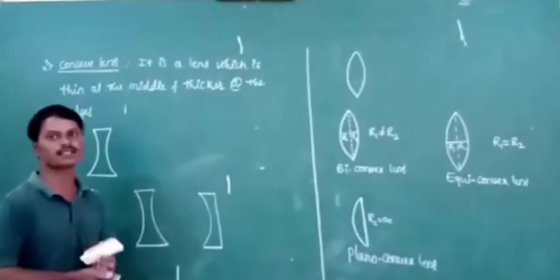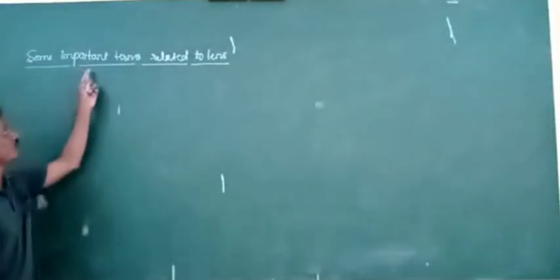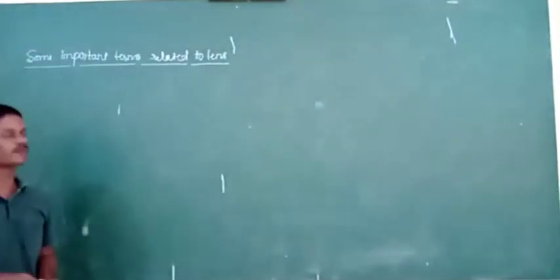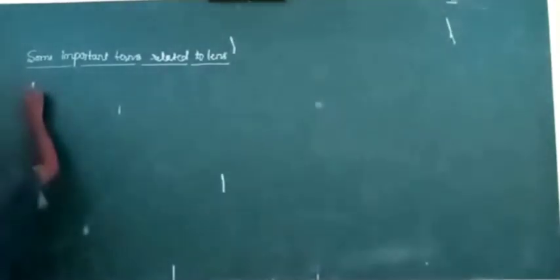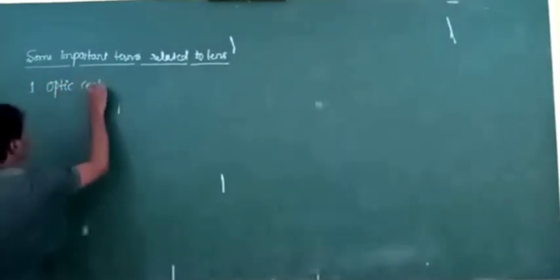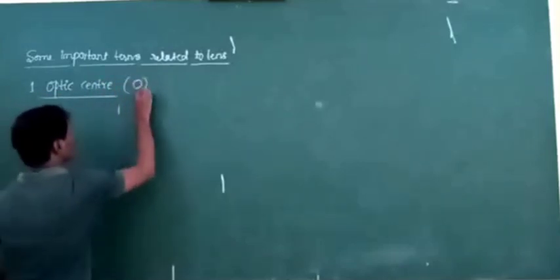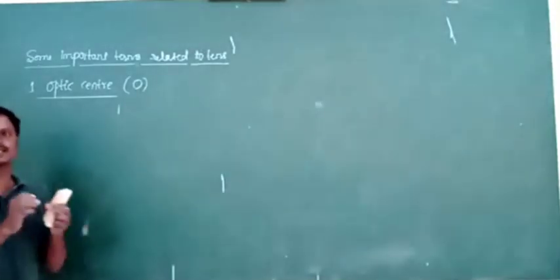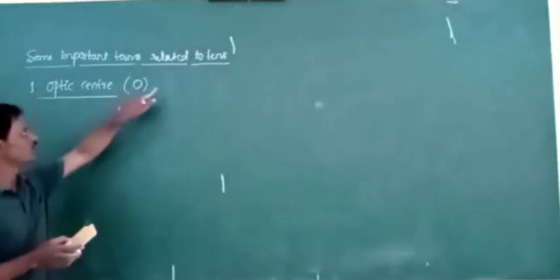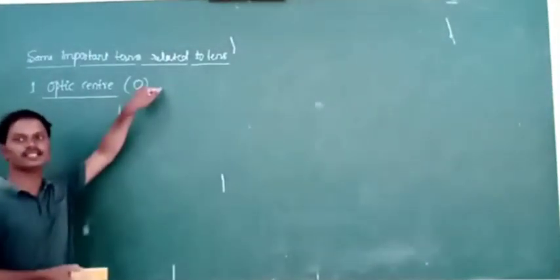Now let us discuss some important terms related to lens. What are those important terms now? First term, that is optic center. Optic center is also called pole, and optic center is denoted by O, and this point is inside the lens. Then what is optic center? It is a point for a given lens through which light passes without any deviation.